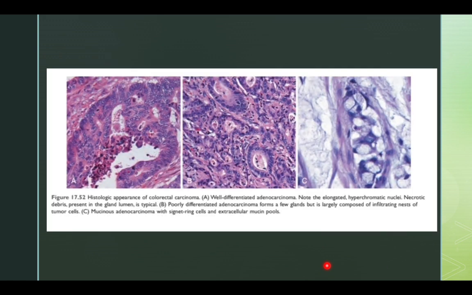Here we can see the histological diagrams. This is the well differentiated carcinoma, and this is the poorly differentiated carcinoma, and this is the mucinous adenocarcinoma with the signet ring cells and extracellular mucin pools. These are the signet ring cells.